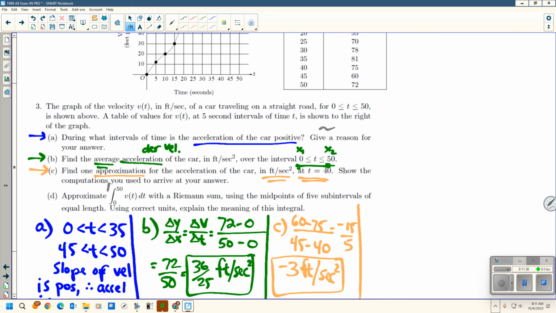So remember, this right here is the same thing as area under the curve. And I'm going to use midpoint in MRAM.